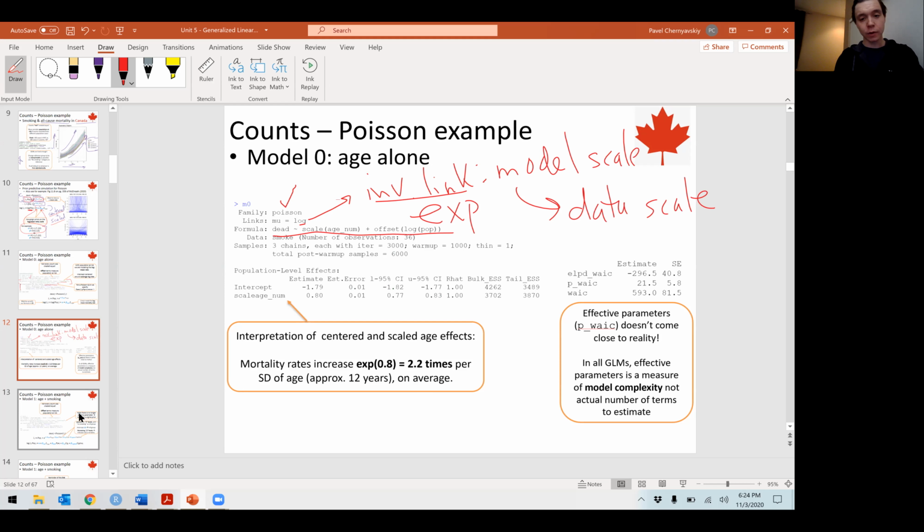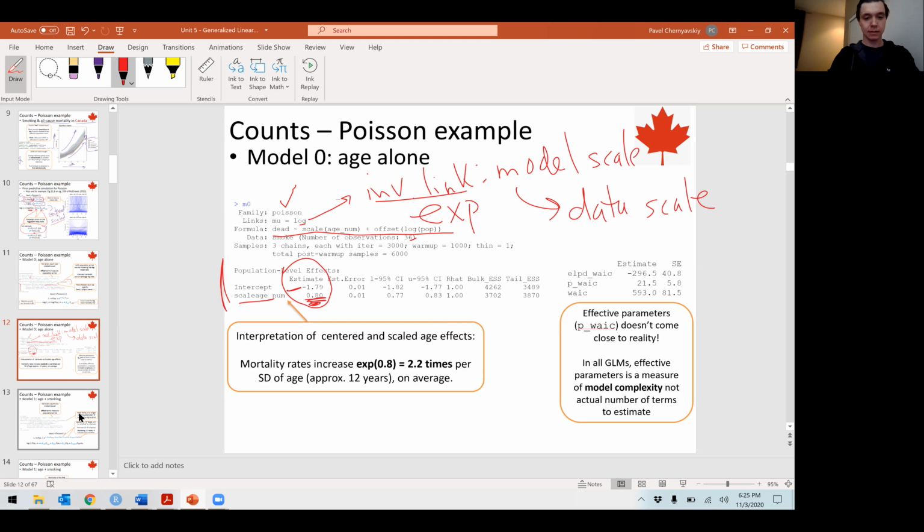Here is the formula and what we treated as an offset. We only have 36 observations, by the way, but that's because the deaths were aggregated. And for now, we don't have smoking. We'll deal with that next time. So here are my estimates. But remember, I'm not saying that my mean count is negative 1.79. This is on the log scale. I'm not saying that per standard deviation of age, my deaths increase by 0.8. None of that, right? We need to interpret our coefficients carefully.